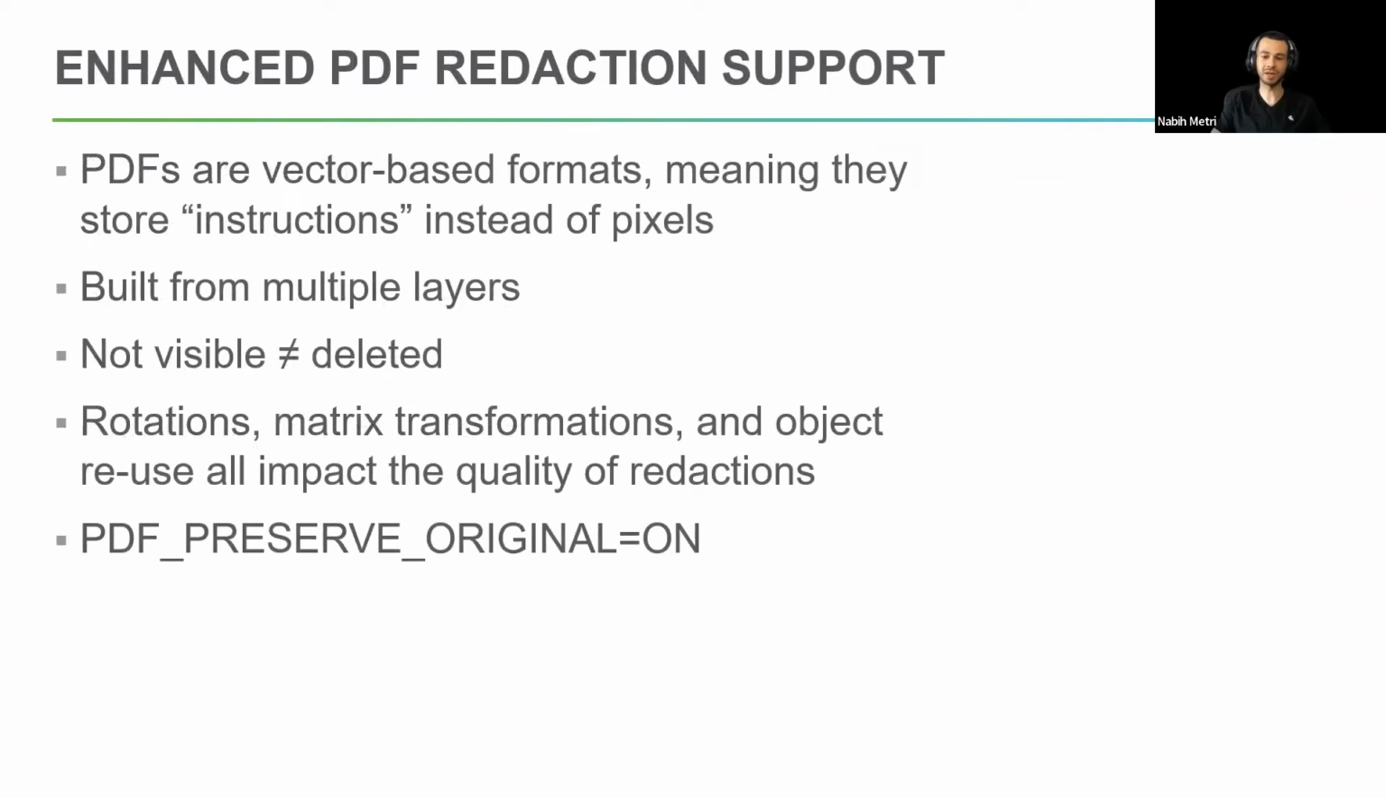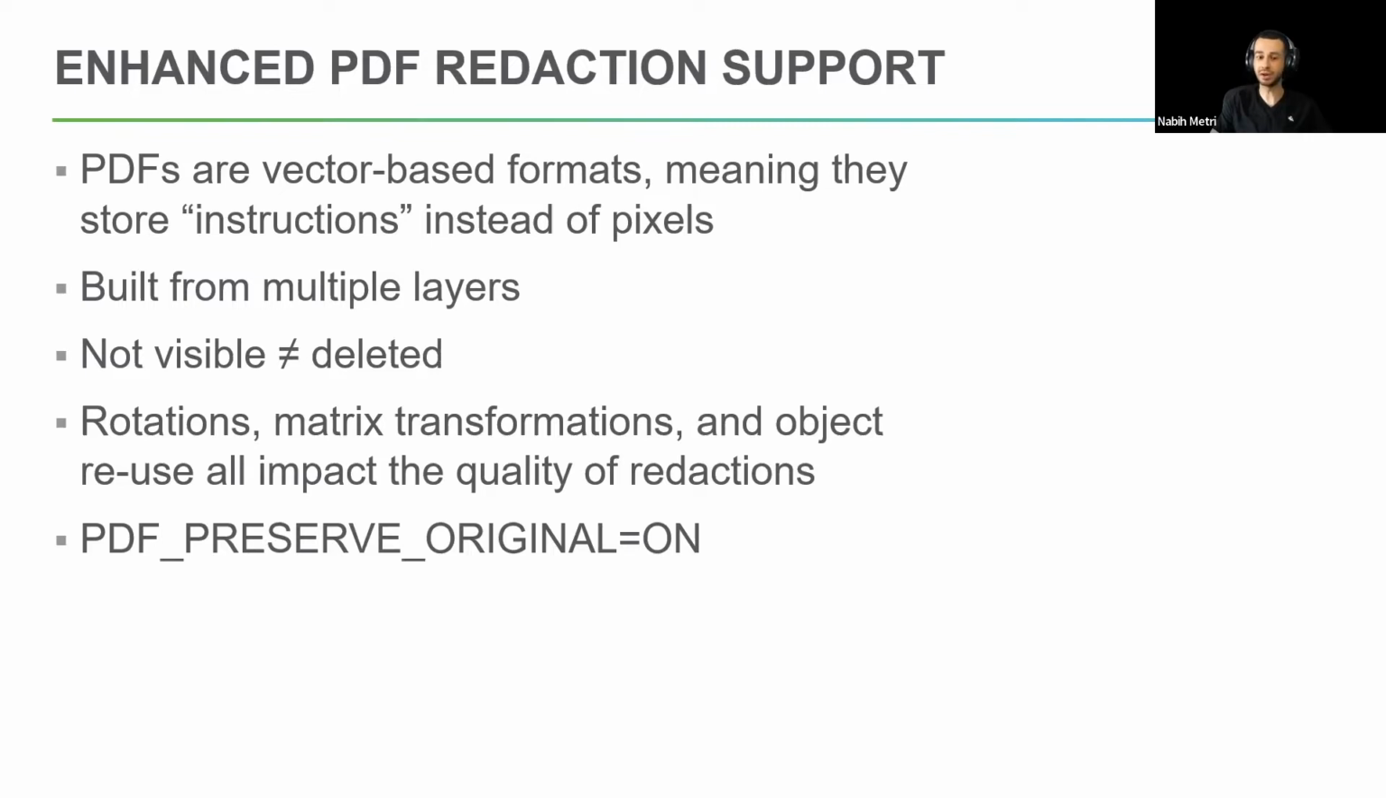So let's discuss our enhanced PDF redacting support a bit. I'll give a little background on PDFs and redactions to help shed some light on what went into this. So PDFs are vector-based formats, which means that they store instructions instead of pixels, which is what images are comprised of. They're also built from multiple layers, which makes them not that straightforward to work with. So when certain products redact PDFs, they're not always doing it correctly, and may just be placing an image of a black box on the PDF.